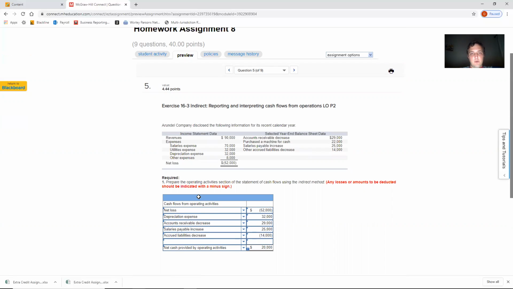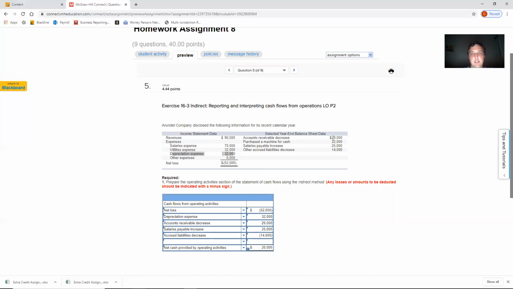Here we're going to go with the indirect. So we're starting with our income statement account. Because we start with the income statement, some of these items are non-cash. Depreciation is a non-cash expense. The cash flow was an investing activity on the day that we bought that asset. So we're going to add that back.